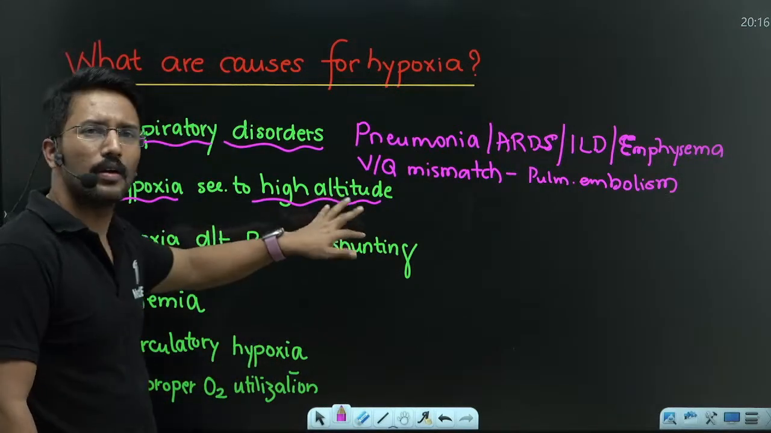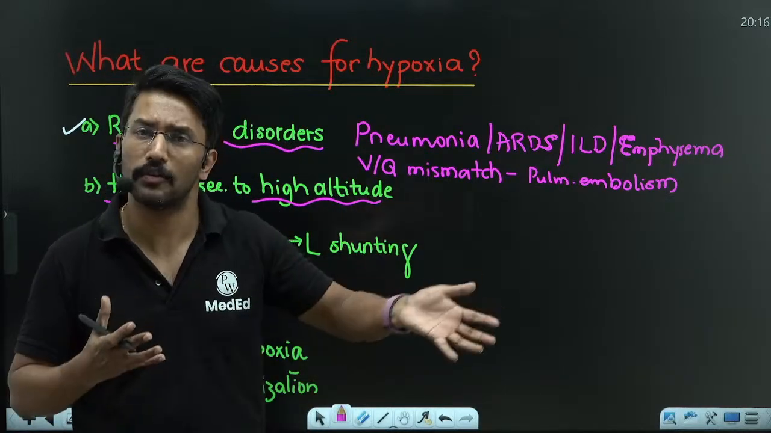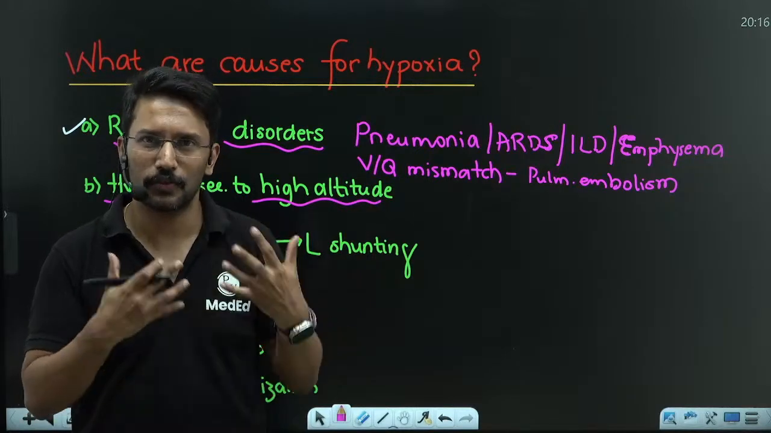Can anybody tell me what adaptive changes our physiology makes? Because see, people live at high altitudes. They don't die because of hypoxia, right? That means physiology makes some changes.